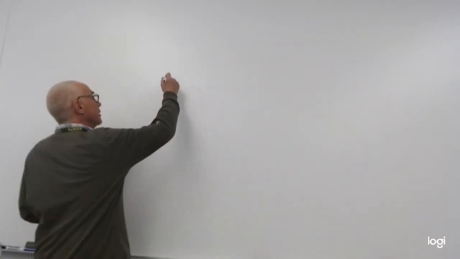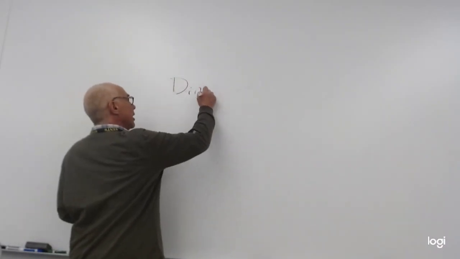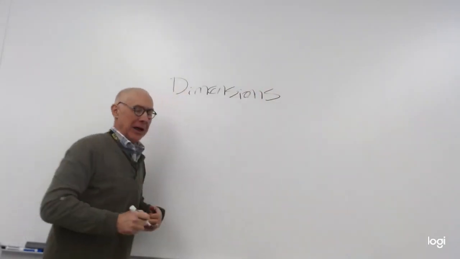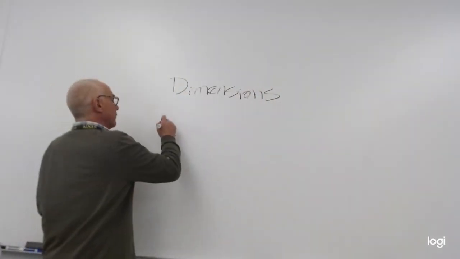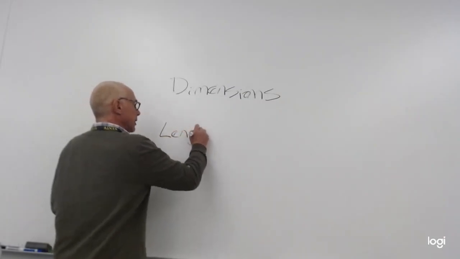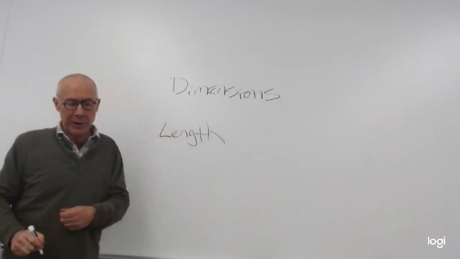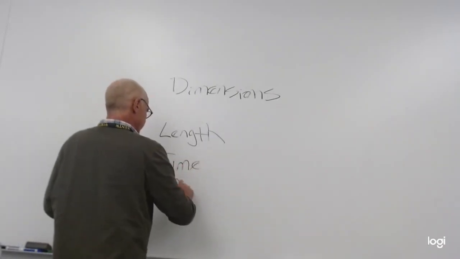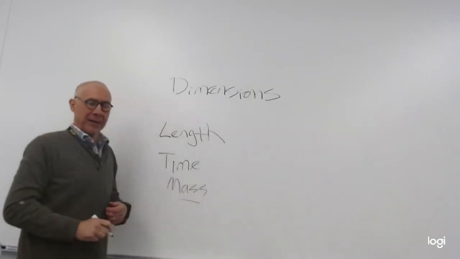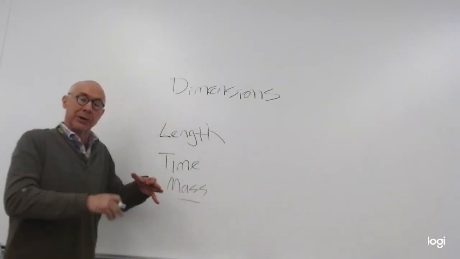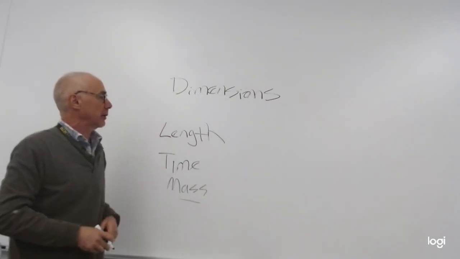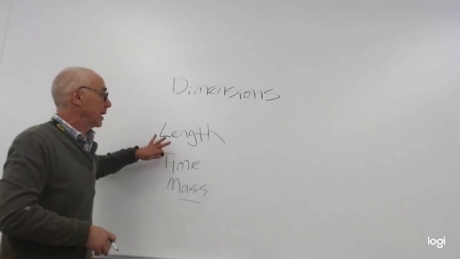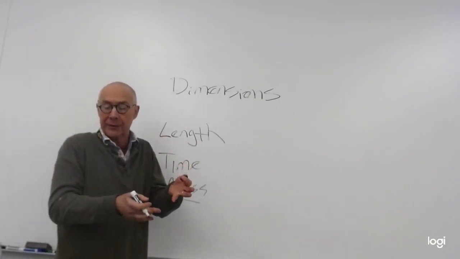So what are dimensions? Dimensions are our sort of fundamental properties. And what are they? They're basically, we're going to have length, which I don't think I need to define, and we're going to have time and mass. All right, and we talked about mass last time. Mass is basically an intrinsic property of an object. Time, I think we understand what length and time are. All right, and so these are sort of the fundamental dimensions.